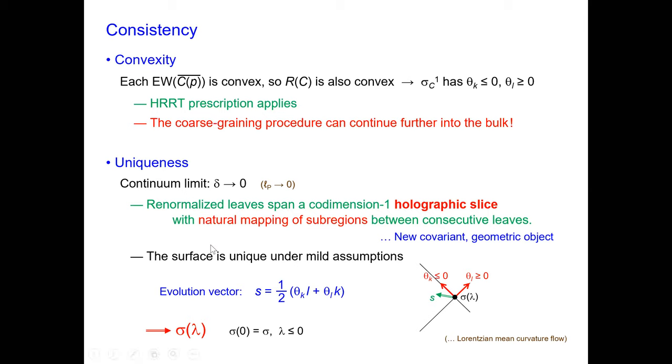So I have a question. Don't you have some freedom in the way you coarse grain? Can't you imagine coarse graining in some homogeneous way, as long as delta goes to zero, so that it doesn't even depend on the shape? Yes, it has to be homogeneous. I put that in there. So statistically, it has to be homogeneous.